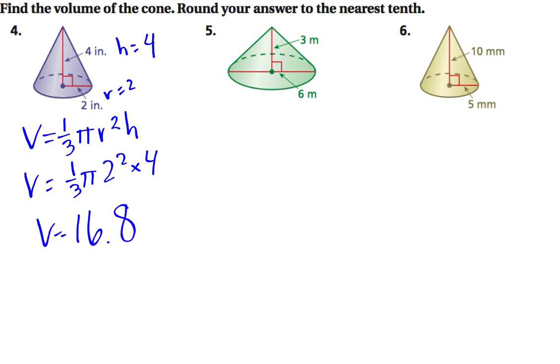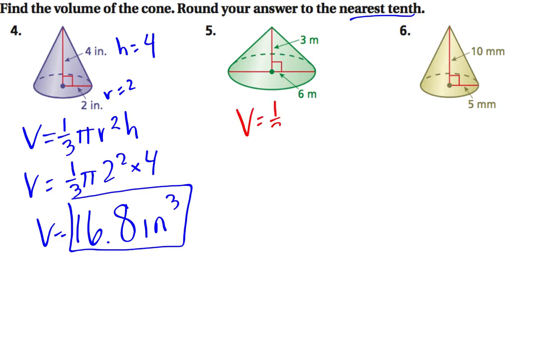I'm going to round that to 16.8 because it says round to the nearest tenth. And that will be in inches cubed. Okay, next example. Again, since it's a cone, the volume formula you should write down is V equals 1/3 pi r squared h.